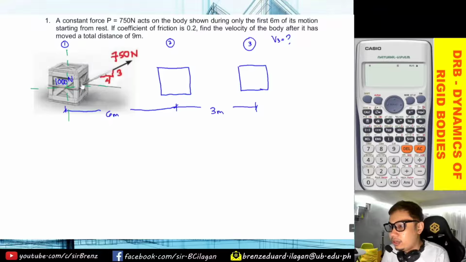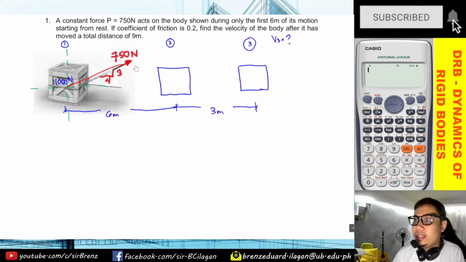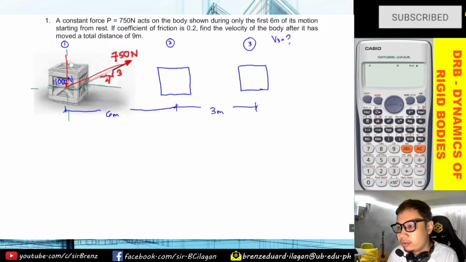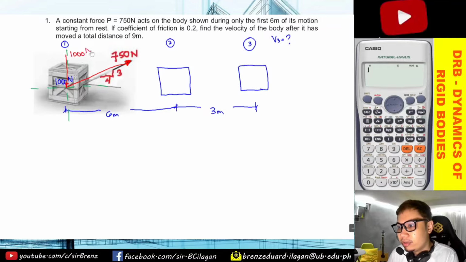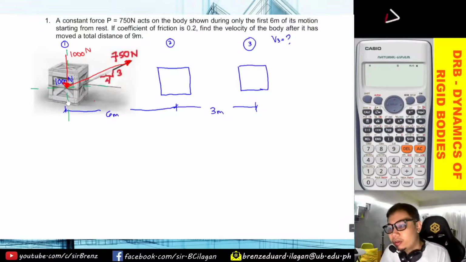Ayan. So, itong force na to, 750. So, what other forces is applied in this problem? So, again, yung 1,000 Newton. So, vertically downward or towards the center of the earth. 1,000 Newton. So, since meron kang coefficient of friction, so itong surface na yan, magaspang yan, and given yung kanyang coefficient of friction na 0.2, so, we need to know or determine first the value of the normal force.